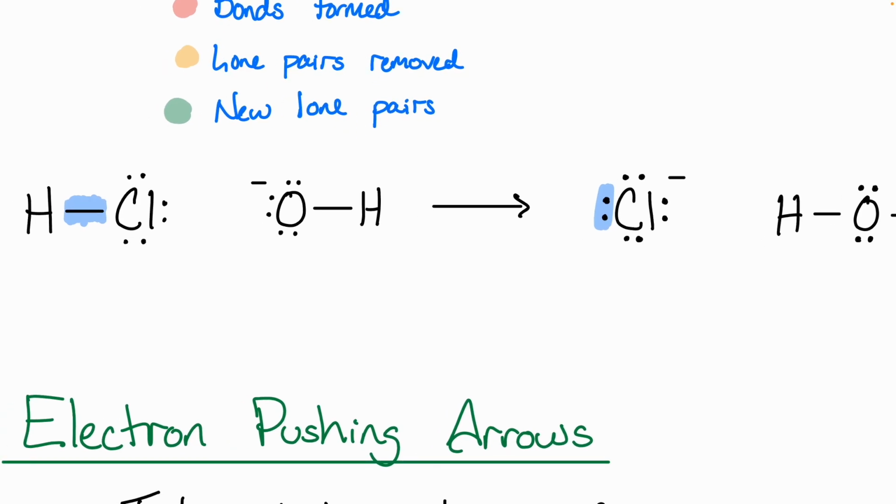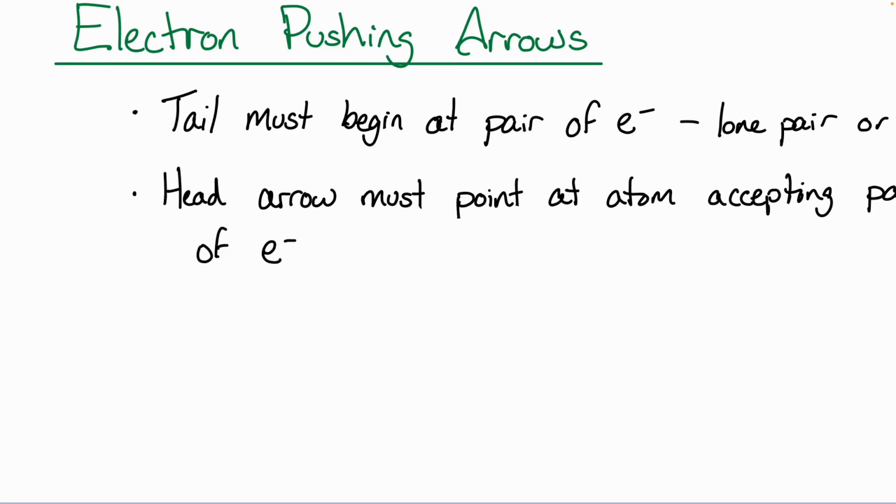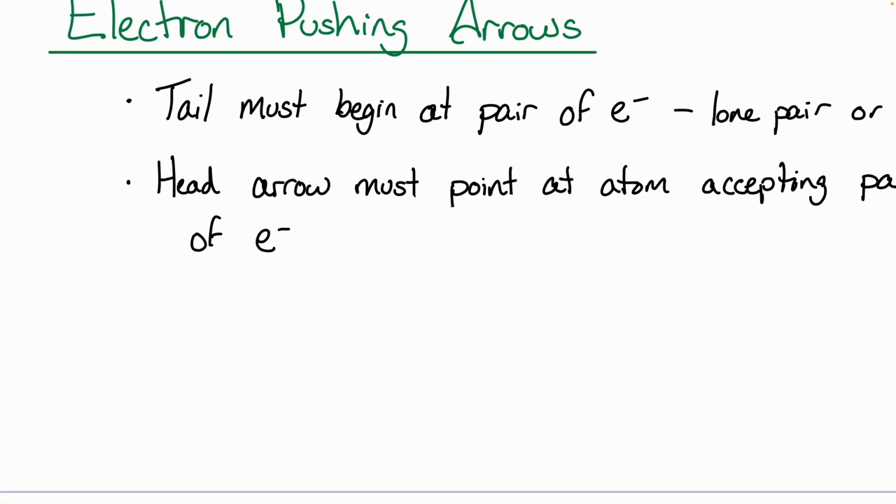So the way we draw that with our electron-pushing arrows, again, the tail of the arrow is always at a pair of electrons. In this case, this bonding pair here. And the head of the arrow is always pointing at the atom that accepts that pair of electrons. Okay? So this would be our electron-pushing arrow to break that bond. And this is one of these patterns we're going to see. Our electron-pushing arrows could show us a bond breaking, as is the case in our example here.